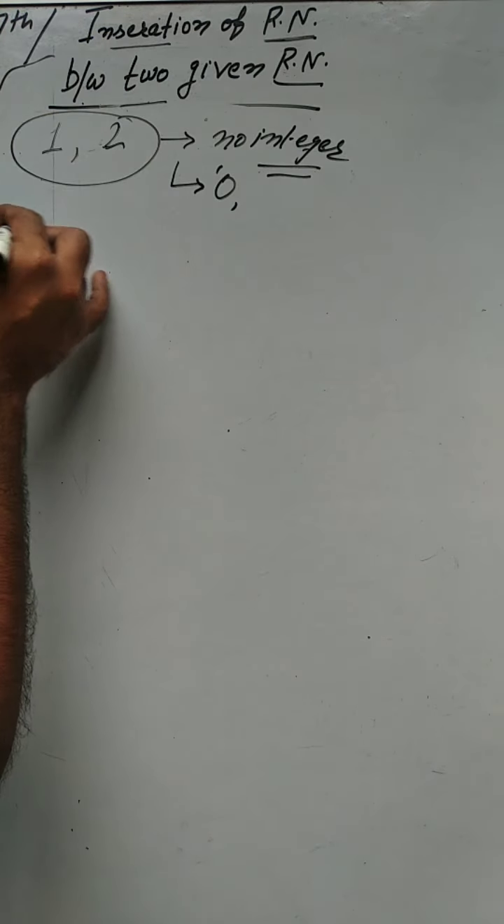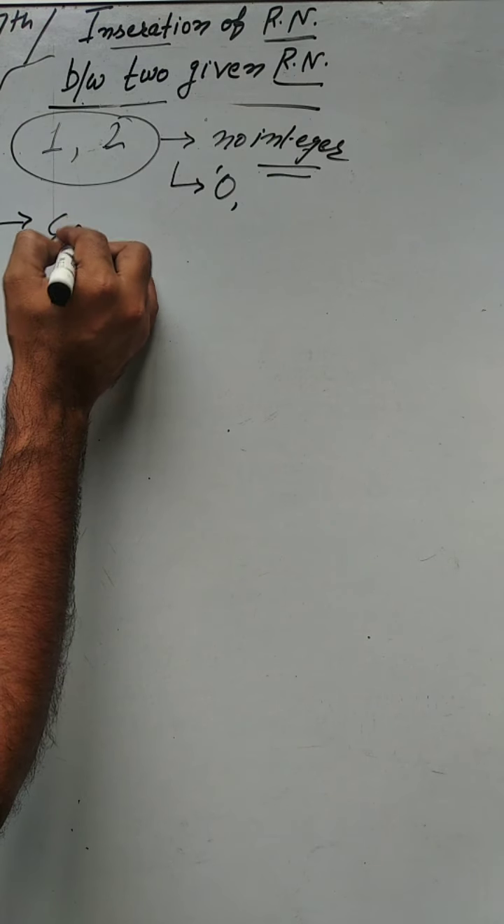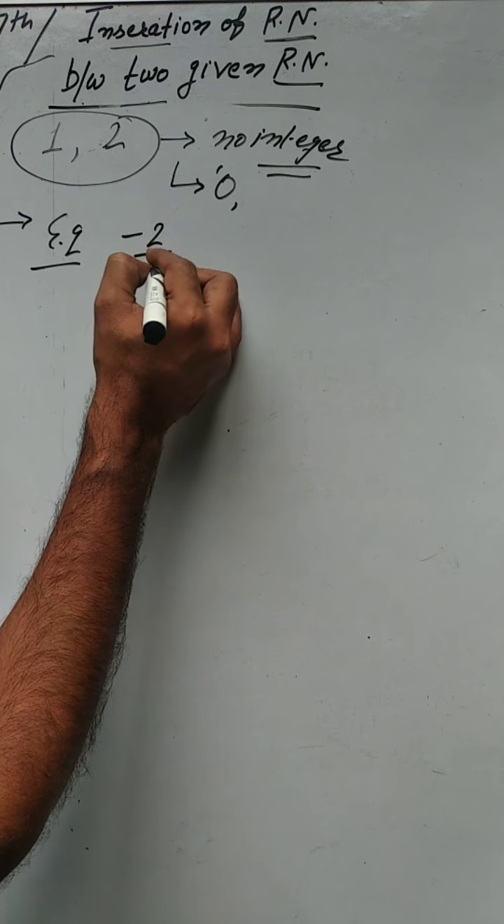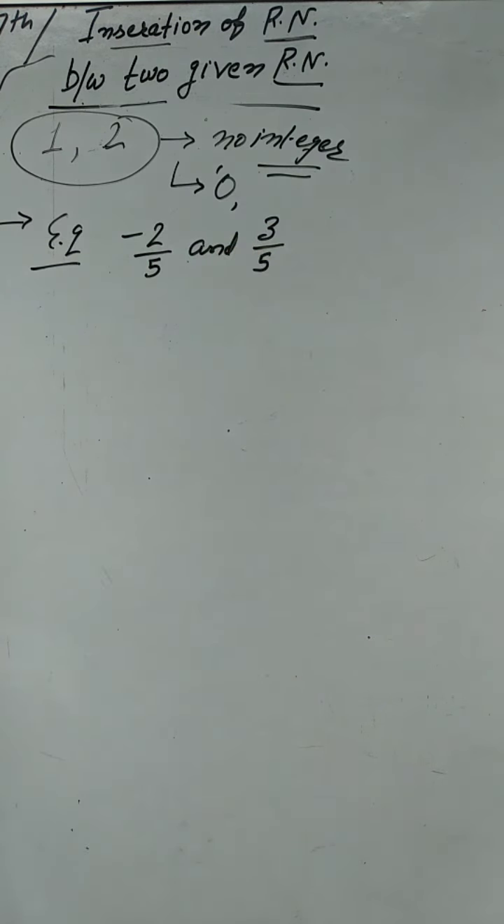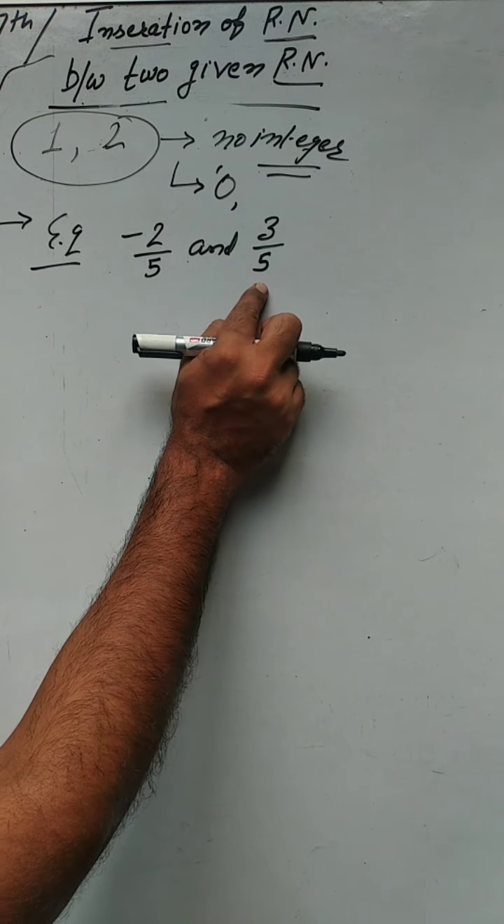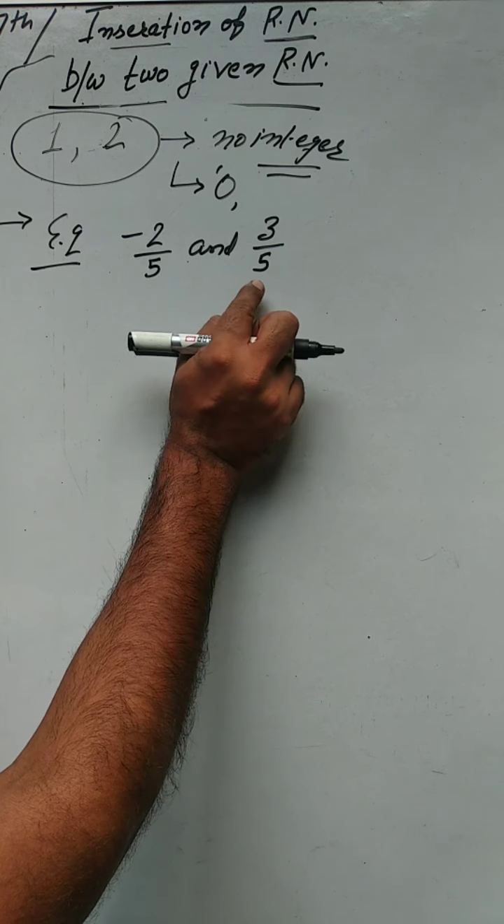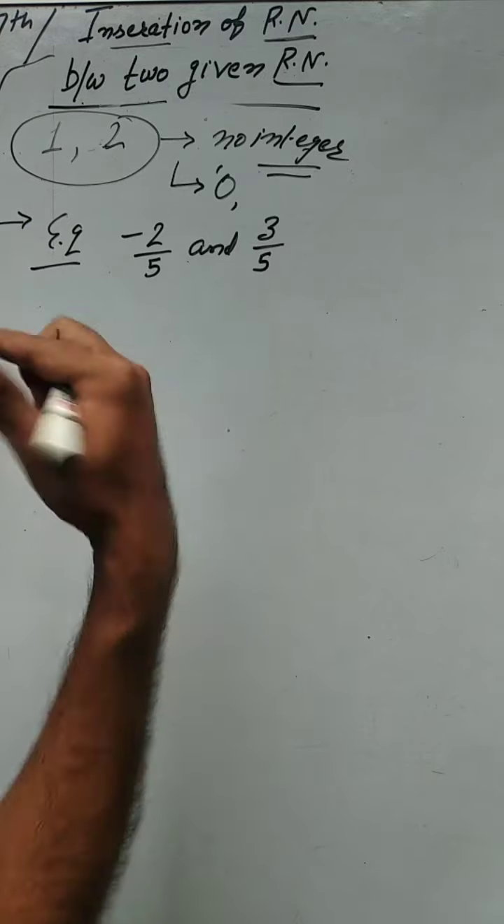Here we will continue. How can we find a rational number between any two given rational numbers? For example, beta, I have given two rational numbers, minus 2 upon 5 and 3 upon 5. To find rational numbers between two given rational numbers, their denominators should always be equal. If they are not equal, you have to make them equal.